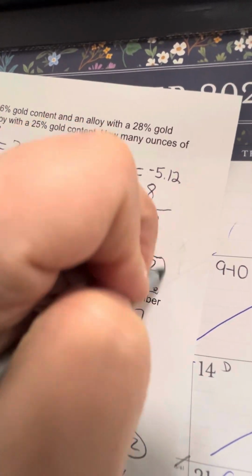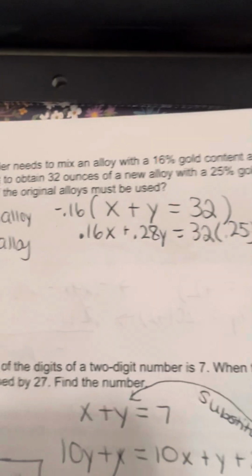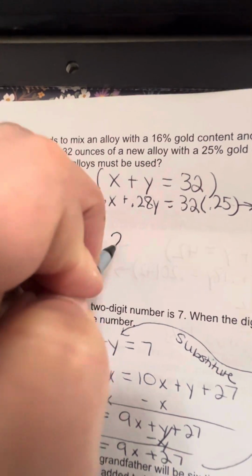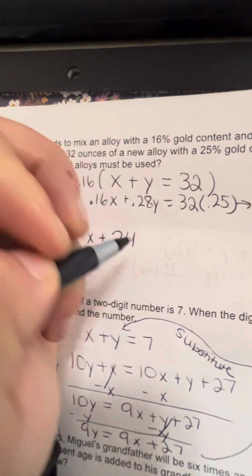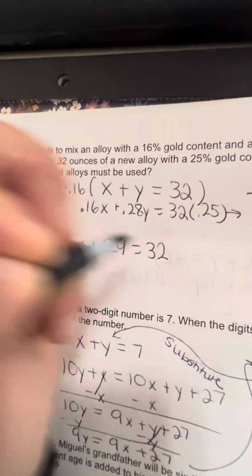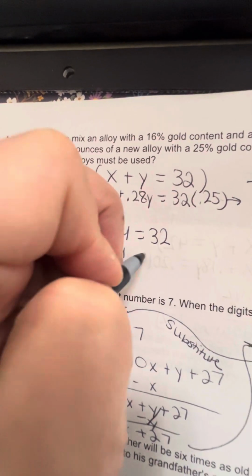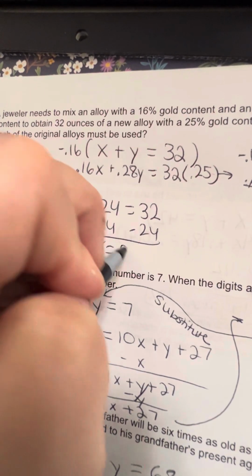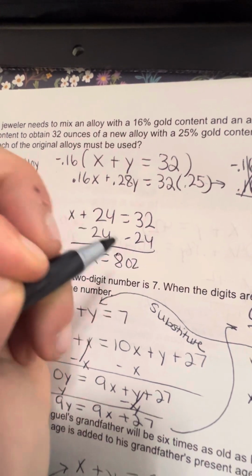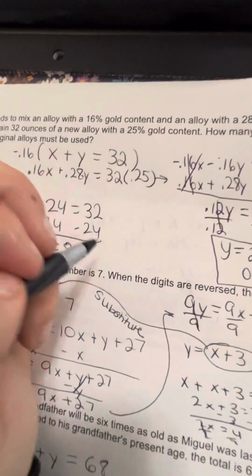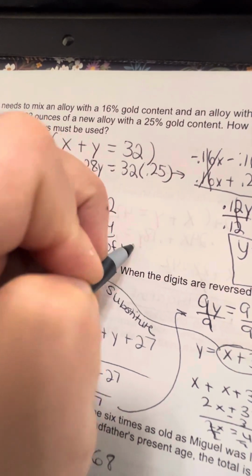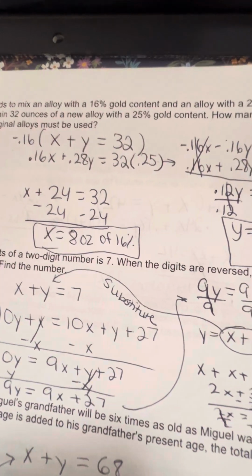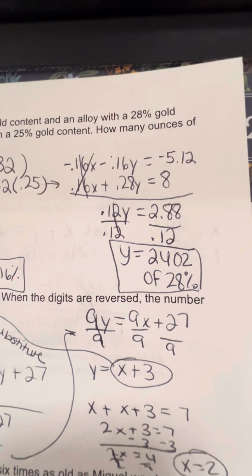So that's that part. Then we're going to sub it back in. We have 24 for the Y, and we want to add whatever our X is to get us 32 ounces. Subtract both sides by the 24, leaving me with X equaling 8. So it's 8 ounces of the 16% alloy, and that would be my answer. We have 8 ounces of 16% alloy with 24 ounces of the 28% alloy.